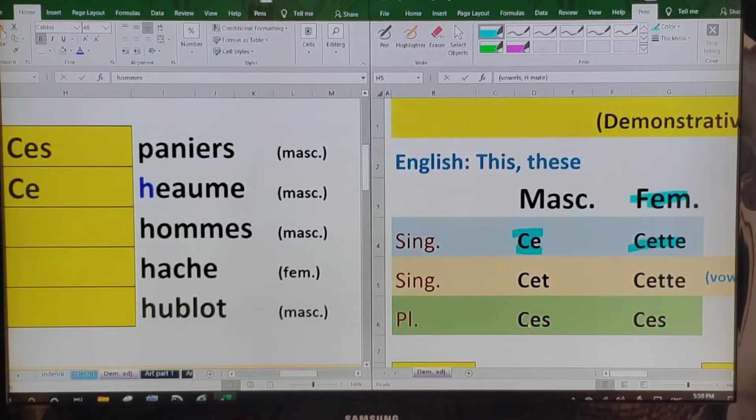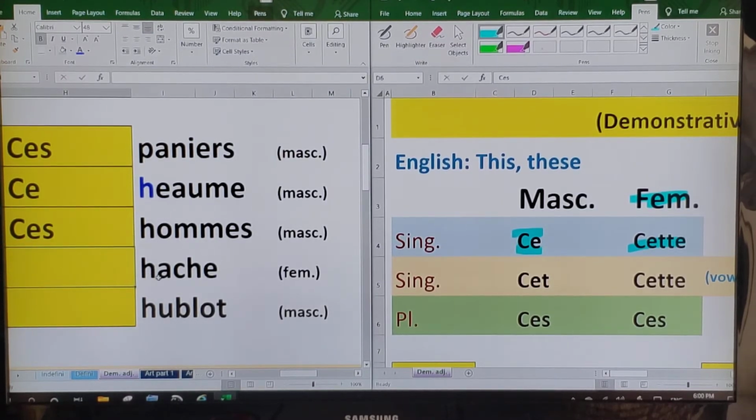The next one, hommes in plural, masculine plural. So, what do we use? We use ces. These men, right? Ces hommes. So, as you must have noticed, whenever a noun begins with H mute, obviously the H becomes mute, right? So, we don't pronounce the letter H at all. It's pronounced as omme. So, when we say these men, there's a liaison between the S of ces and the first letter H. So, ces hommes.